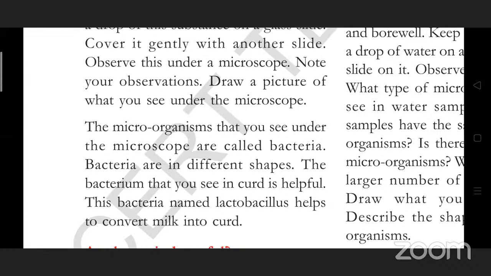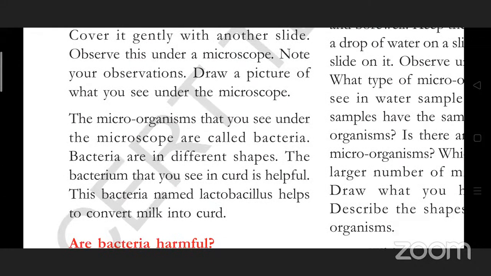Children, concentrate here. Actually, bacteria are present in different shapes. The bacterium that you see in curd is helpful. The bacteria is named lactobacillus. This is a useful bacteria. From the atmosphere, from nature, we can identify useful bacteria, and unuseful bacteria are also there.